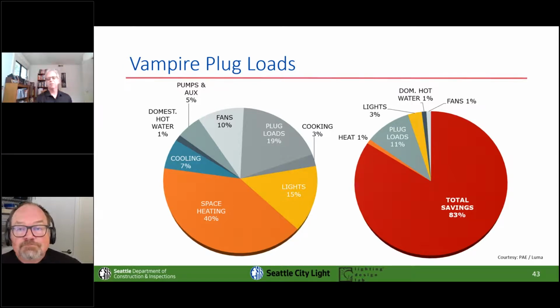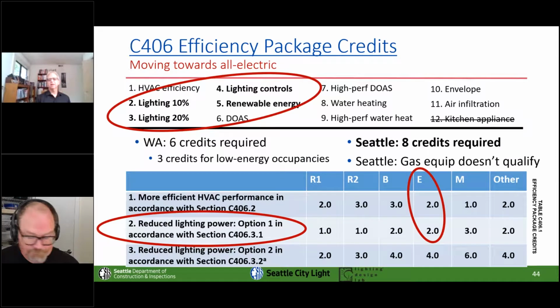So we have the C406 section, which requires that every project do a certain number of things that are above energy code, and you get to pick from a menu of a dozen items. I've circled on the top some of those that are germane to today's discussion, and really a lot of what we're doing is to try to move other things that are using fossil fuels over into all electric. But in Washington State, you need to get 6 credits from this list, and in Seattle, since we're cooler than everybody, we've bumped it up to 8 credits total.